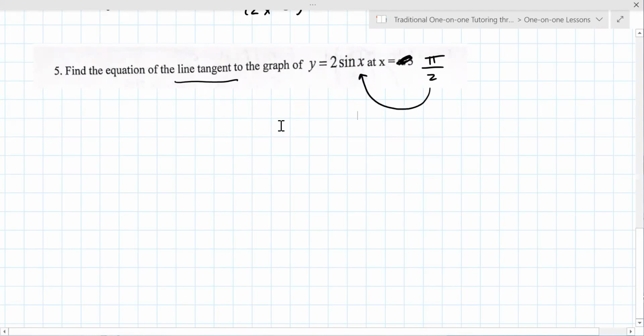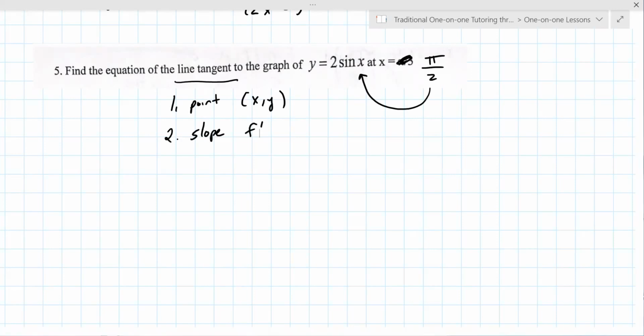So is that one? Oh, do you not have to find the derivative? You do, but you need the point first. So for the tangent line, you need a point, which is an x and a y, and then you need the slope, which comes from the derivative. Can we go through this one? Yeah, we're gonna do that. I'm asking you to tell me what is y equals 2 sine pi over 2.